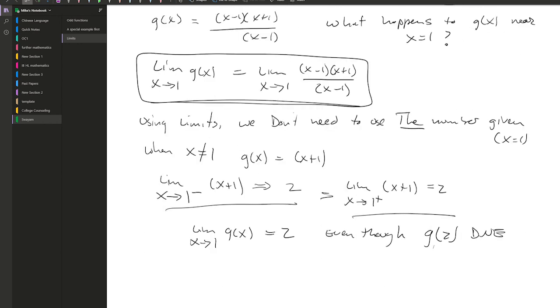So the reason why this is very important is now suddenly we can investigate what's happening to a function even when we can't use the numbers directly, and that's why limit is an incredibly valuable piece of mathematics. Okay, so the limit at a point says investigate what happens to the function before the point and after the point and get very, very close. How close? As close as you want, infinitely close, but you can't equal the point.